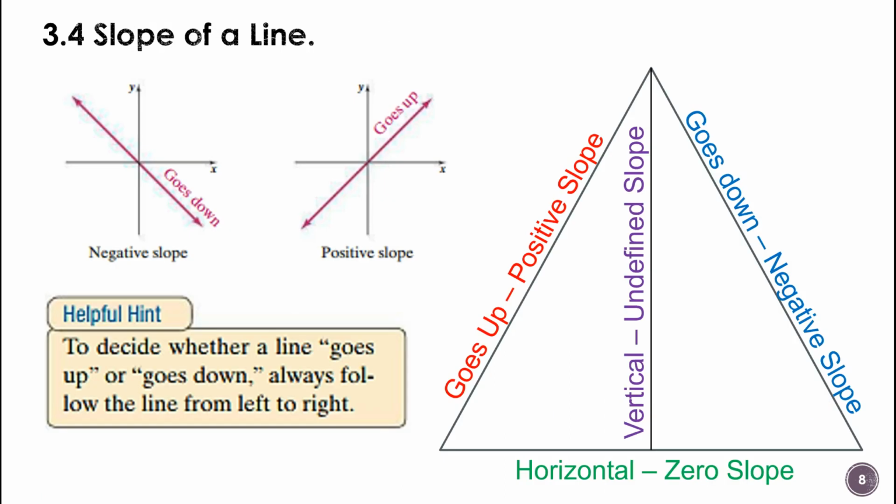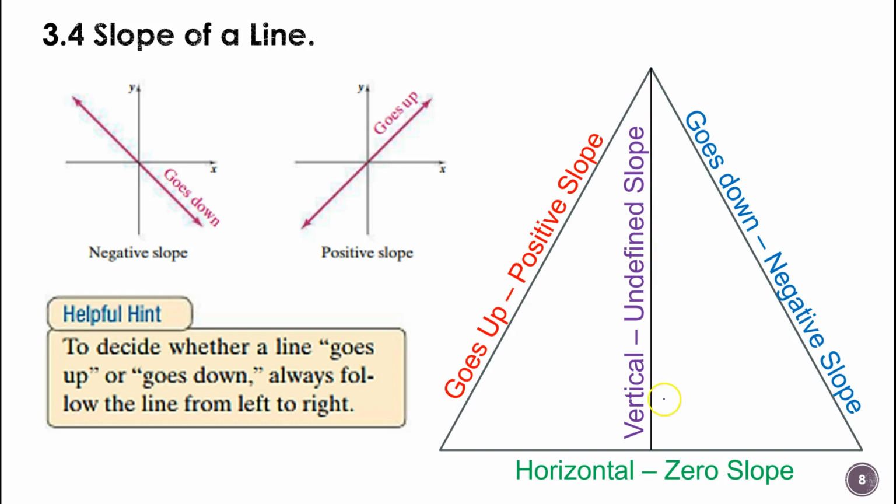Okay, so here's some things just to help you understand how slope works. When you're looking at a line, and you're always looking at this from left to right, when it goes down to the right, it's negative slope. Up to the right, it's a positive slope. When you're looking at this triangle that I have drawn here, when you're going up the hill, that's a positive slope. When you're going down the hill, that's your negative slope.